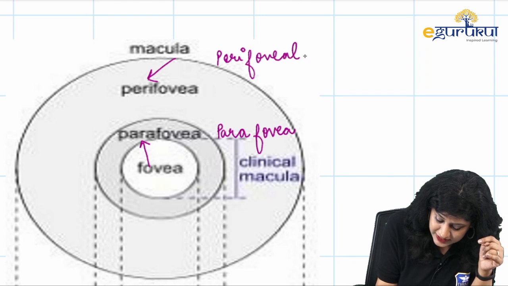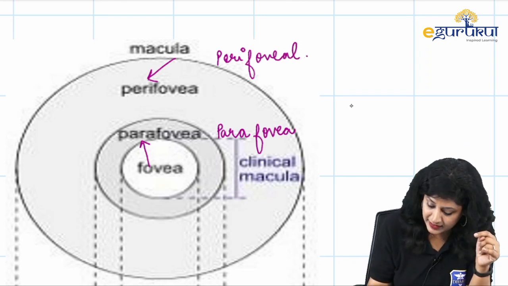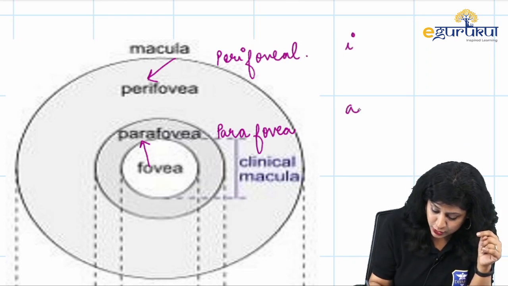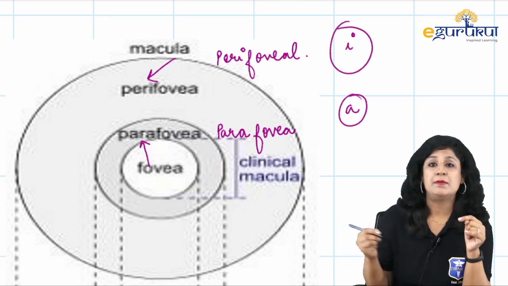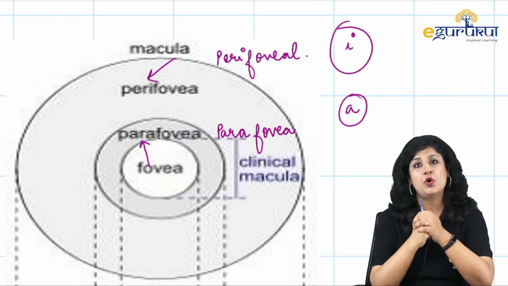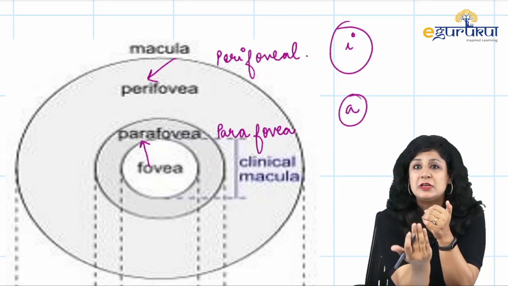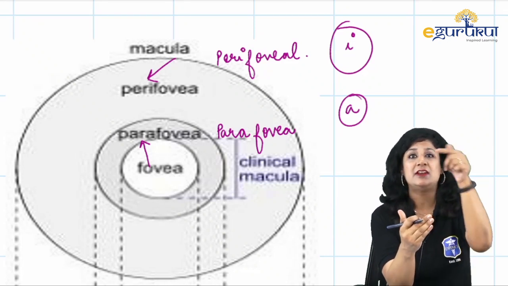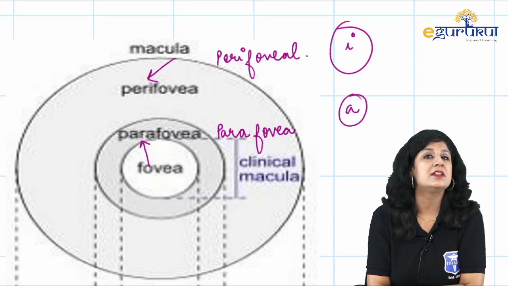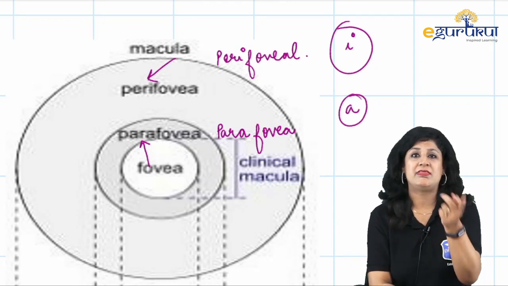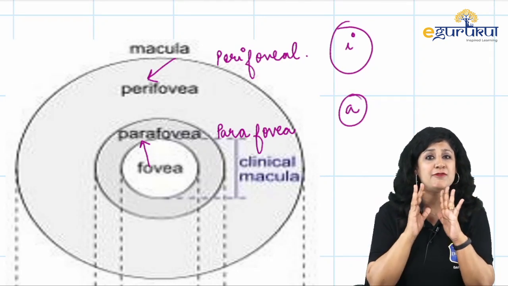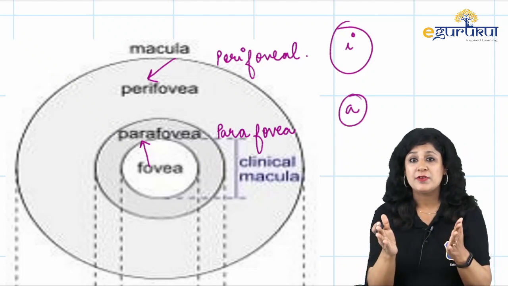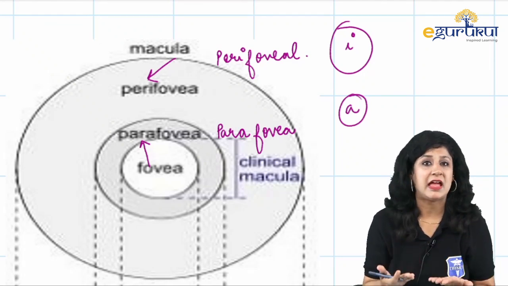Now, how can you easily remember this? We have A and we have I. A comes before I. So the fovea first will be surrounded by the parafoveal, and then I, which means it is surrounded by the perifoveal, and then we have the macula. So I have fovea, then parafoveal, then perifoveal, and then macula.